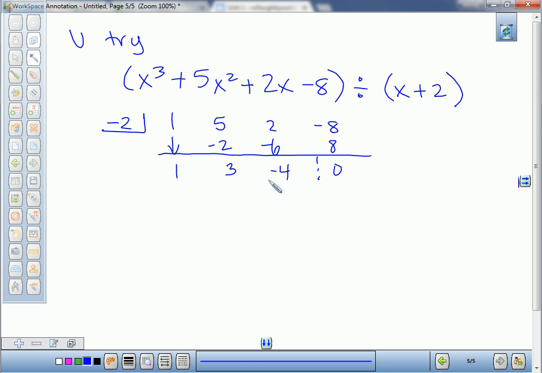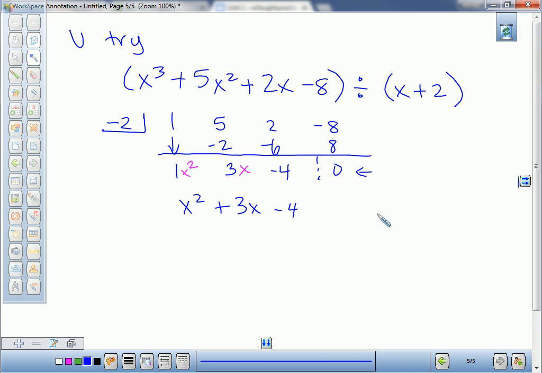So when I work my way back, this is my plain old number. This would have the x, and this would have the x squared. So this becomes x squared. This is a positive 3x and a minus 4.